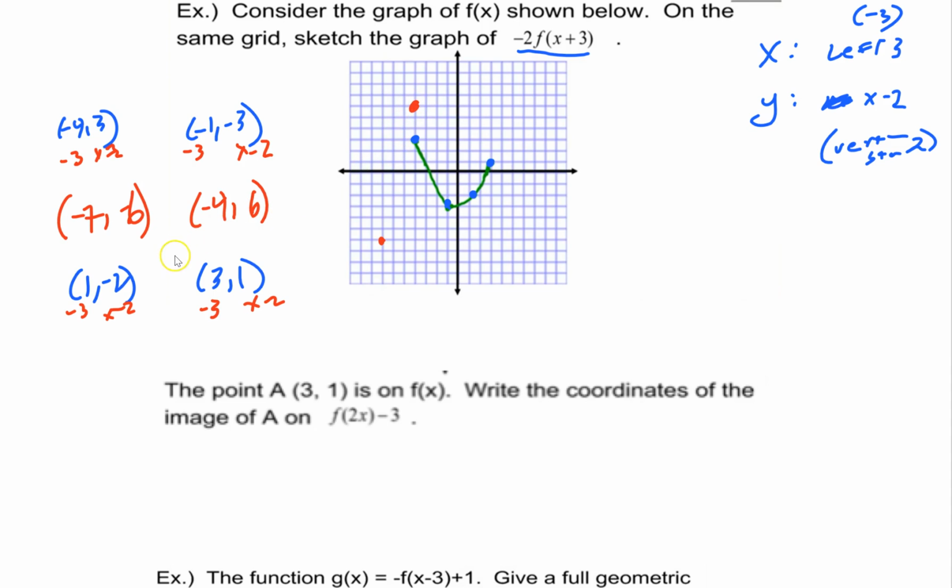I'm sure watching me count is super entertaining. 1 minus 3 is -2, and then 4. -2, 4. And then here, negative 3 minus 3 is 0. 1 times negative 2 is negative 2. So 0, negative 2, that's the easiest one.